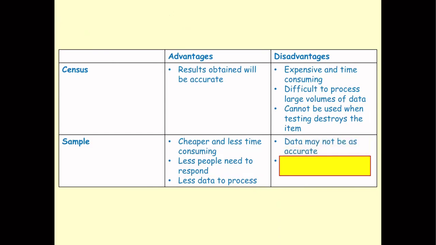Now, the disadvantages of a sample is that the data may not be as accurate. And also, the sample may not be representative enough. Now, we'll talk about representation a lot more when we look at stratified sampling. But essentially, what that means is if we have a population which is split into a demographic in certain proportions, what we want is for our sample to also have the same proportion of those demographics. Otherwise, it's not representing the population well enough.